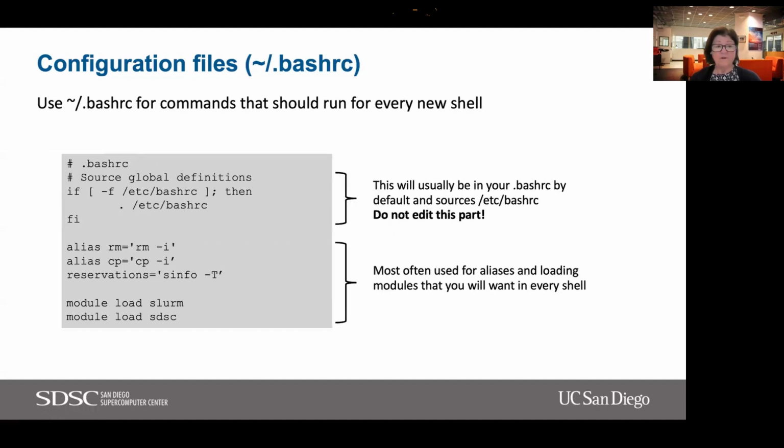So next are configuration files in the .bashrc. That gets run for every new shell. And this is where you put things that you want customized to yourself when you get a new shell, like aliasing things and reservation aliases and loading particular modules. And in another tutorial, we talk about the modules. I don't think it's in this one. And modules are how you customize your user environment.